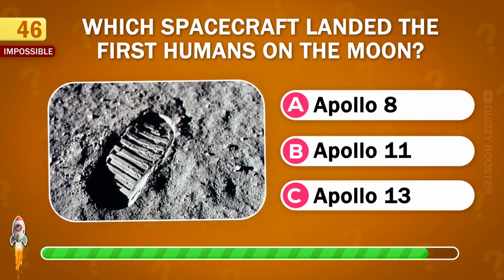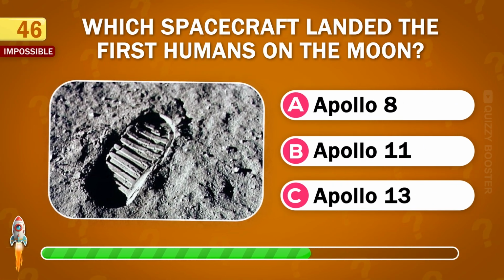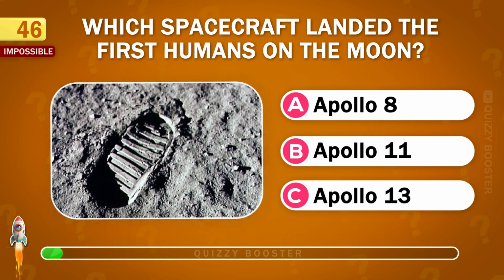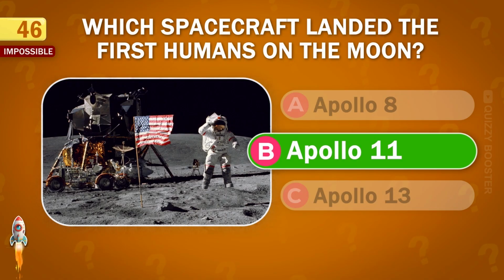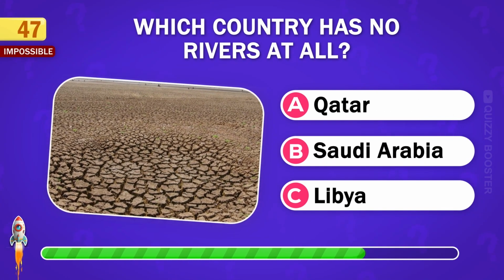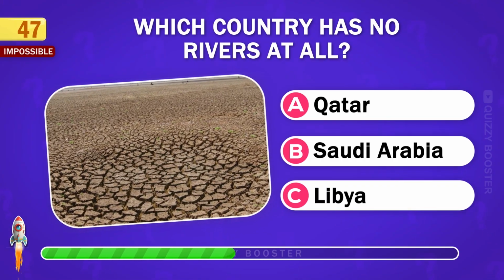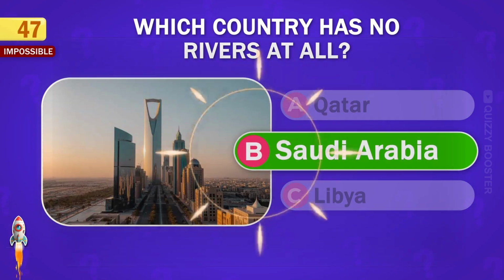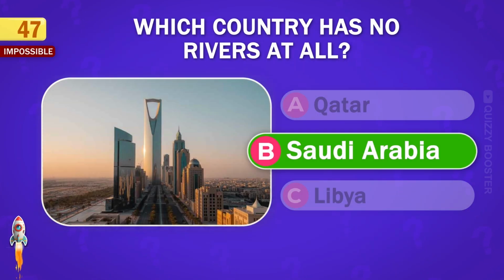Which spacecraft landed the first humans on the moon? Apollo 11 carried Neil Armstrong and Buzz Aldrin to the moon. Which country has no river at all? Saudi Arabia has no permanent rivers.